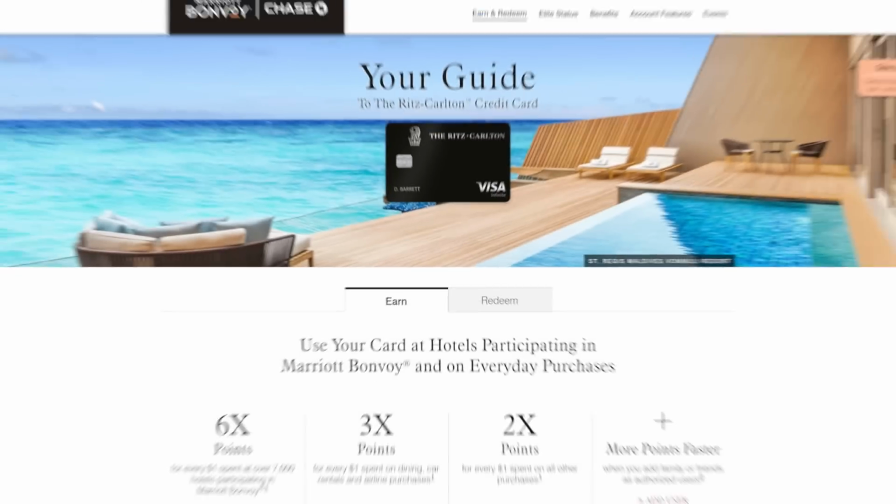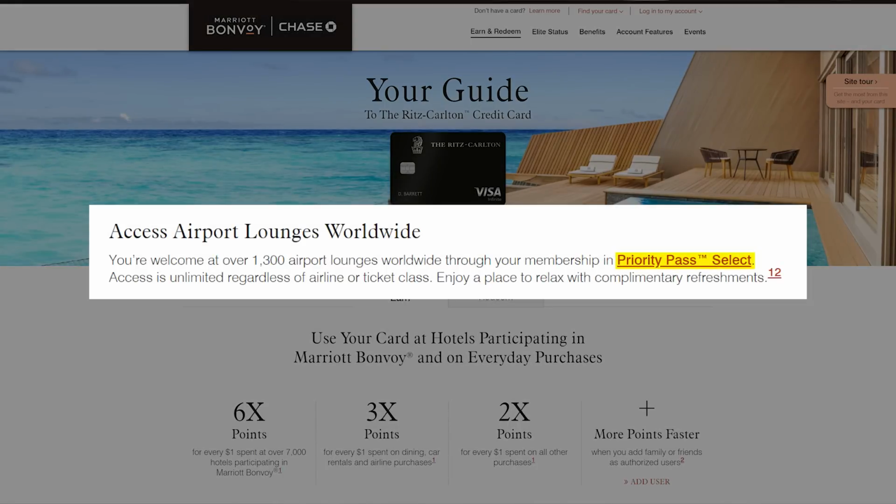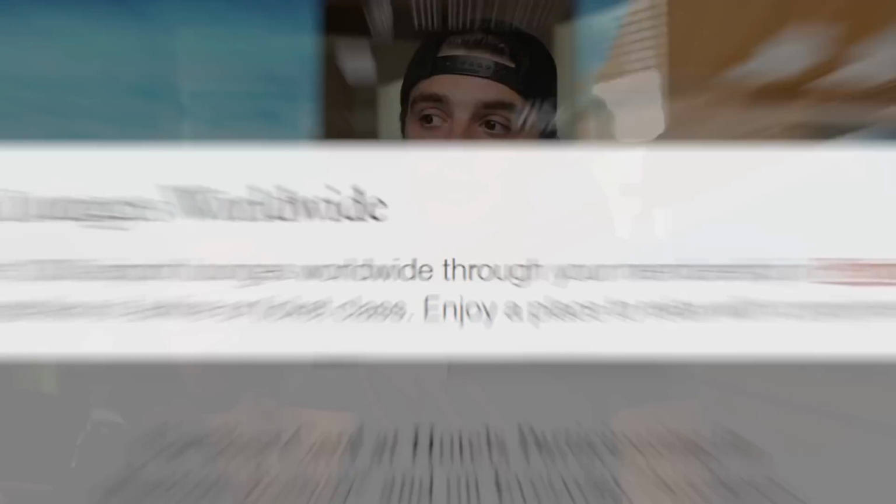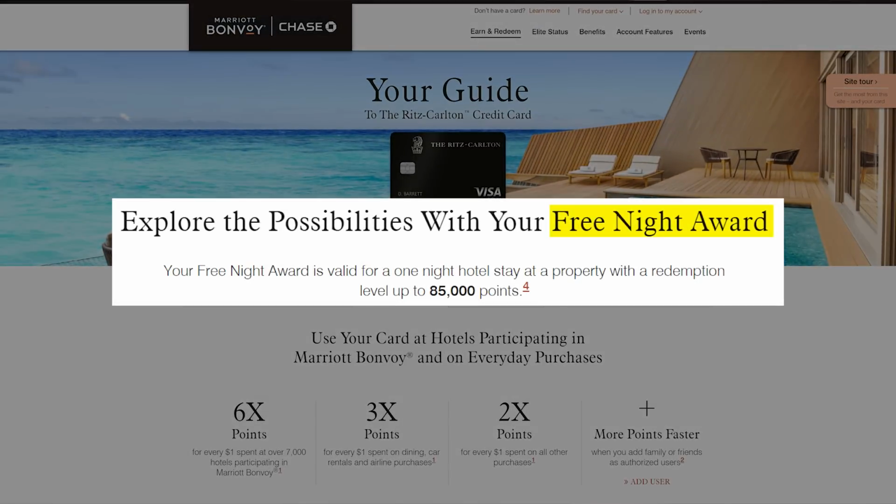But the main benefit that a lot of people like is, well, I guess they do have the Priority Pass lounge access that gives you unlimited guests and you get access to the restaurants and spas and all of that. But this card also gives you a free night every year worth up to 85,000 points. So that right there would even justify the annual fee on it. But in reality, this card gives you just a ton of value. So I'm not ever worried about not getting enough value from this card to justify that annual fee.